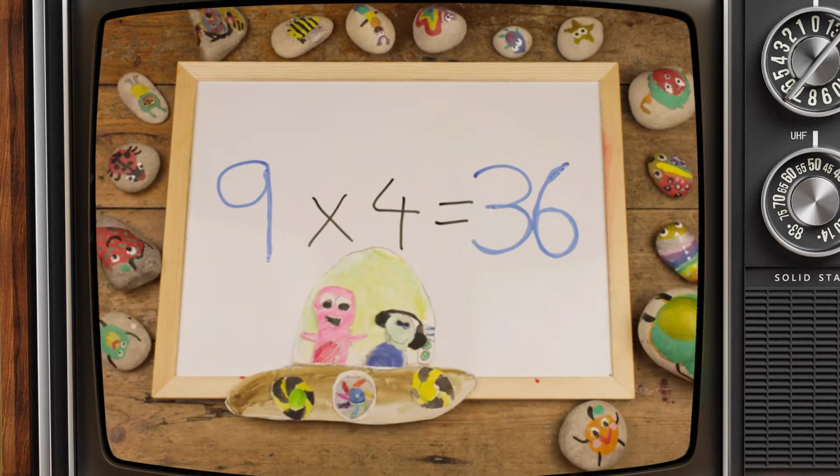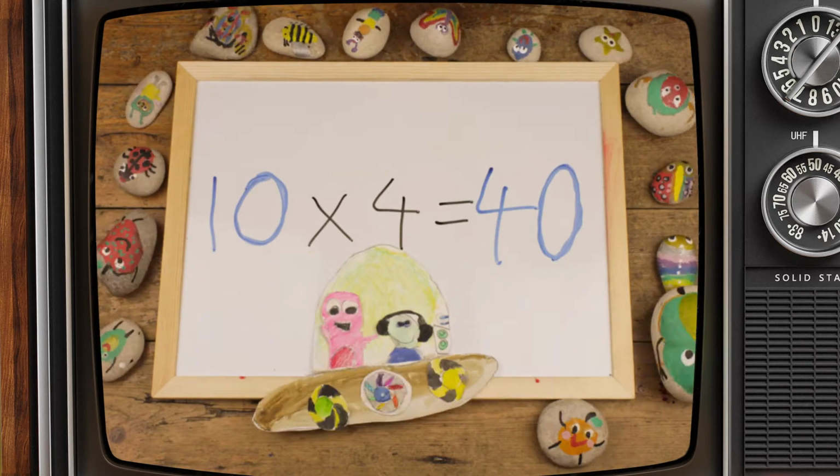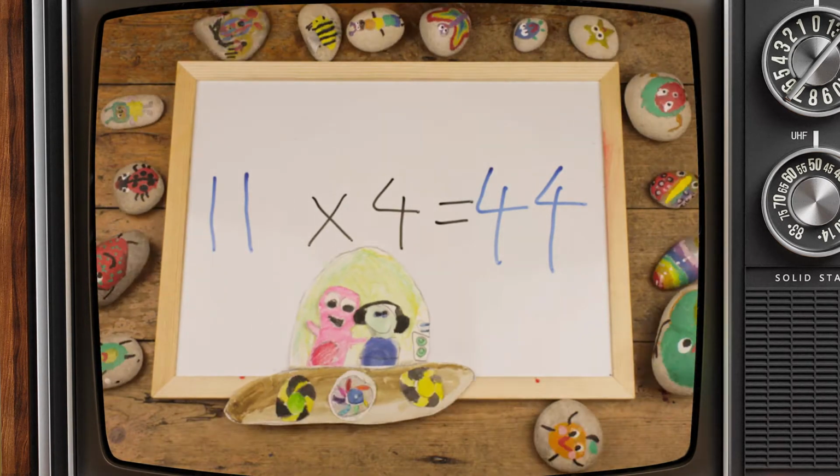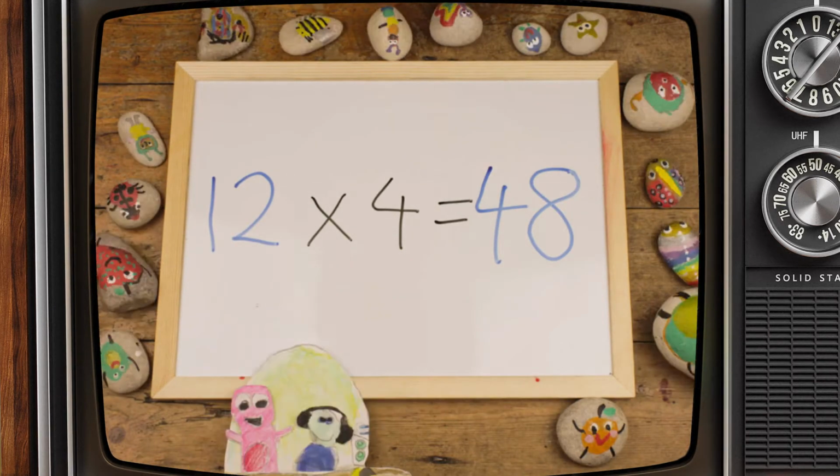9 times 4 is 36. 10 times 4 is 40. 11 times 4 is 44. 12 times 4 is 48. Wow!